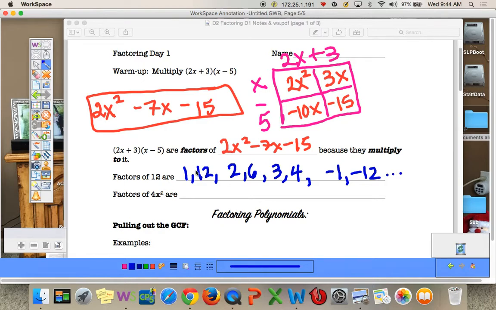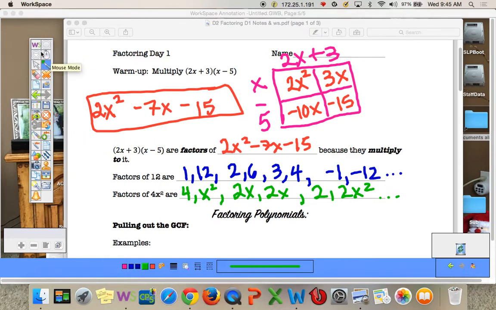What are some factors of 4x squared? We could say 4 and x squared. We could say 2x and 2x. We could say 2 and 2x squared. And also the negatives of those would be factors as well. So factors are things that multiply to a number. And so today we are going to look for factors of things. And there's 3 ways we're going to look at how to do it.